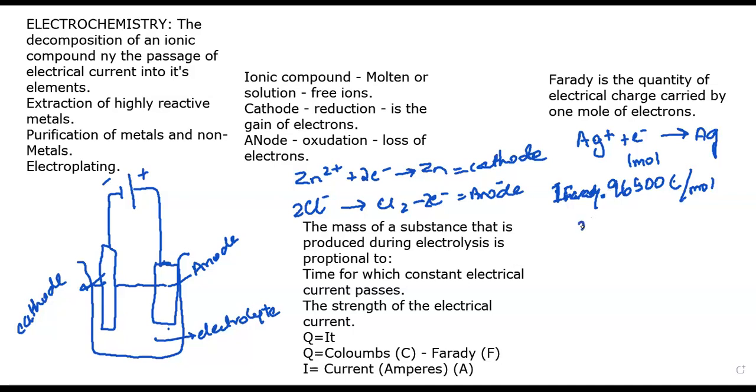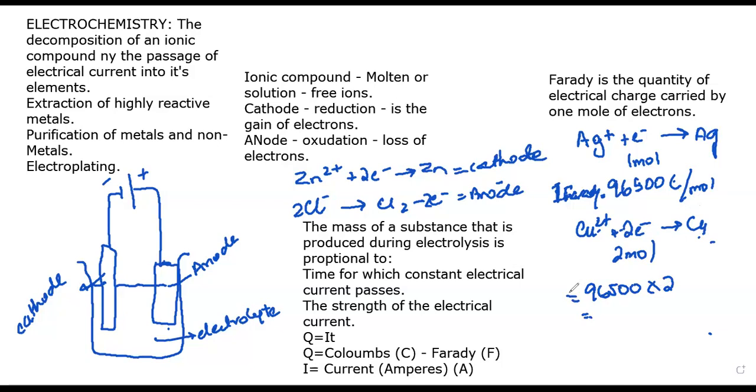If I am depositing copper, so Cu2+ plus 2e- gives me copper metal, over here I am using 2 moles of electrons. So I will need to multiply my answer by 2. If I want to calculate how much electrical quantity I need to deposit 1 atom of copper, I will have to take 96,500 and multiply that by 2.